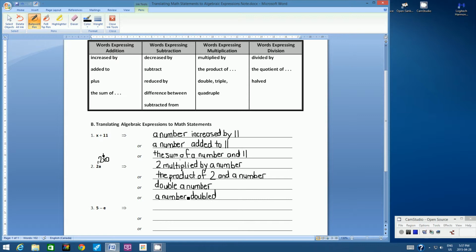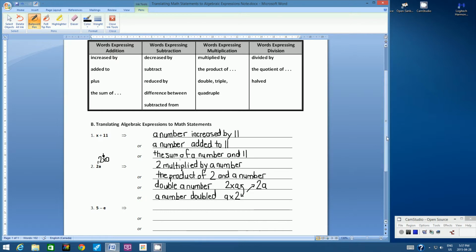Now you might be questioning this one, okay? And I'll show you why this one is completely okay. So double a number means 2 times a number. A number doubled means a times 2. Are these two essentially the same thing? Well, yes, they are, because they're multiplication. It doesn't matter what number we put first. Now, in terms of algebra, we always put the number first and then the variable second. So these two mean the exact same thing.